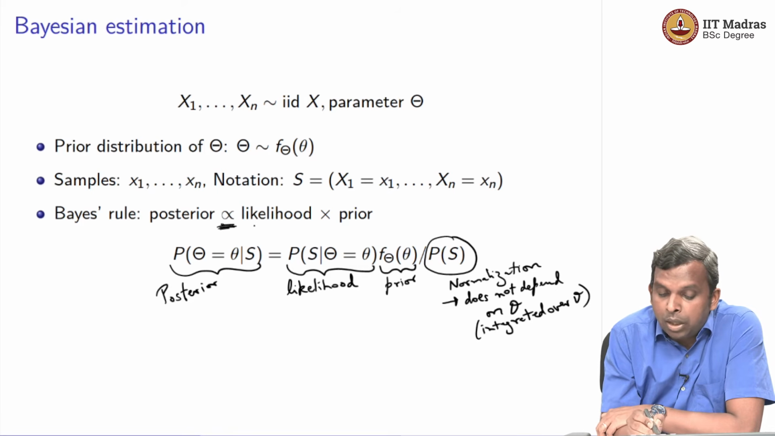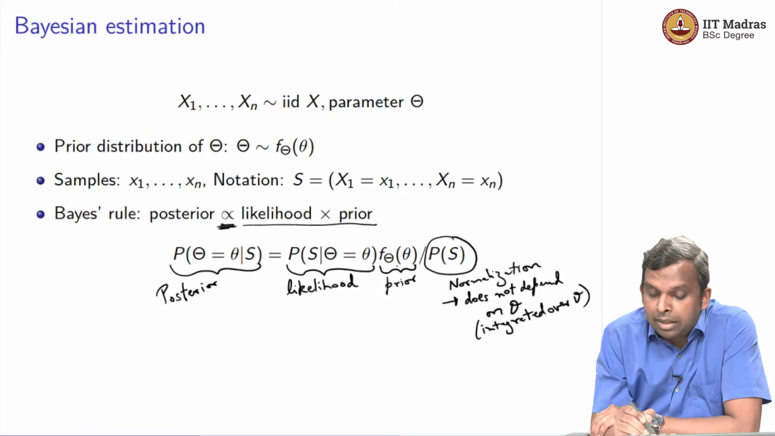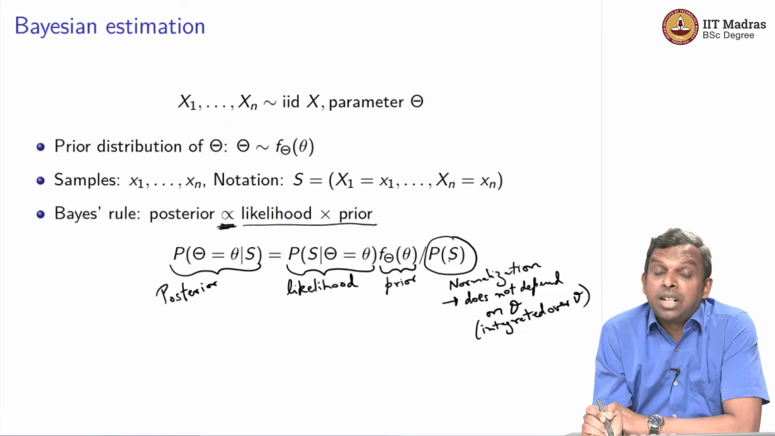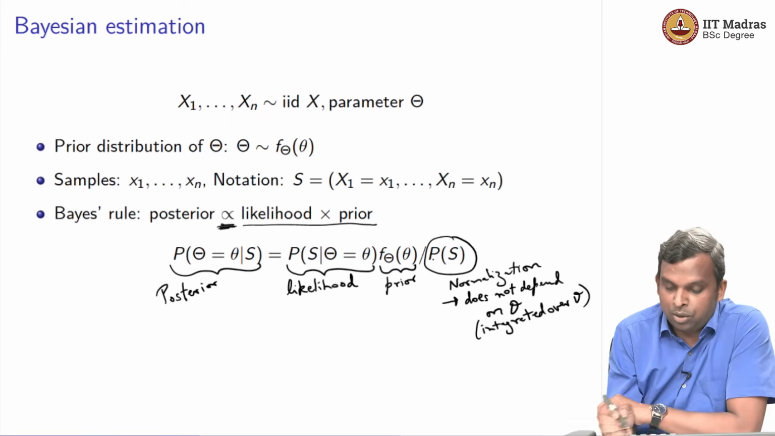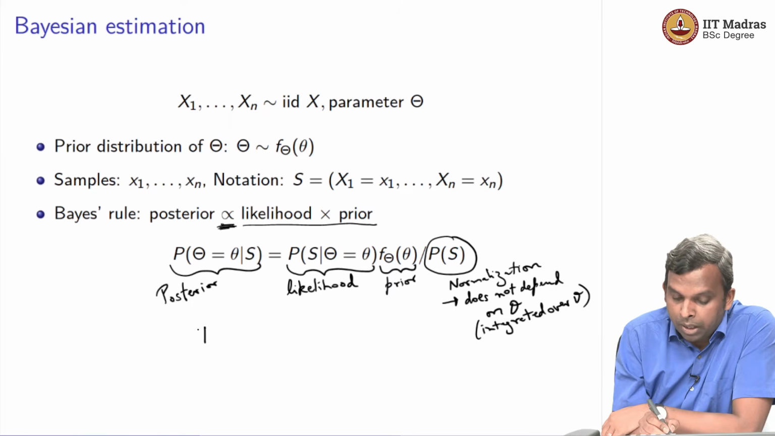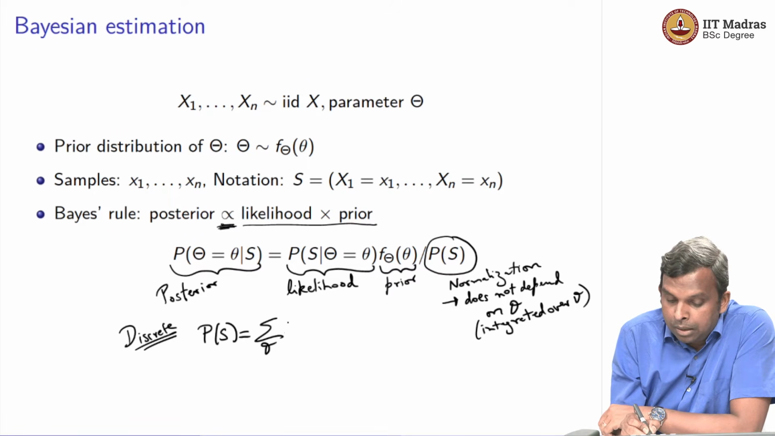Posterior is proportional to likelihood times prior, and this normalization can be dropped, because if you vary theta in this equation, P of S does not change. It remains the same because it's been added up over all theta. That's how you find P of S, right? So if you want me to write it down very clearly, in the discrete case, P of S is the summation over theta of P of S given theta equals theta, times f theta of theta.